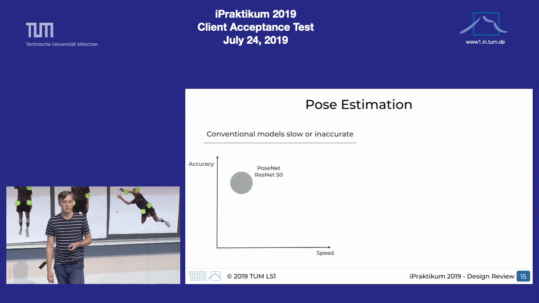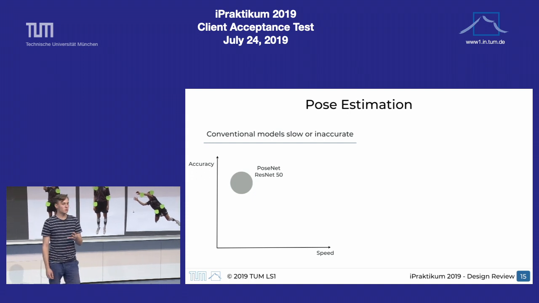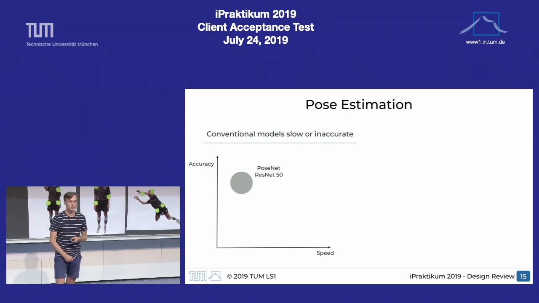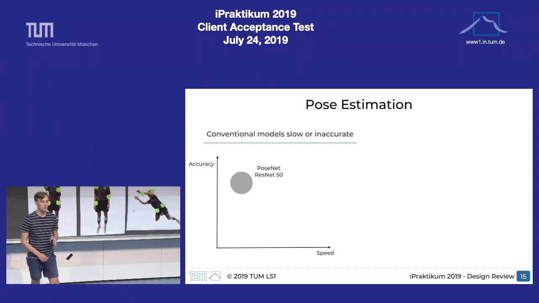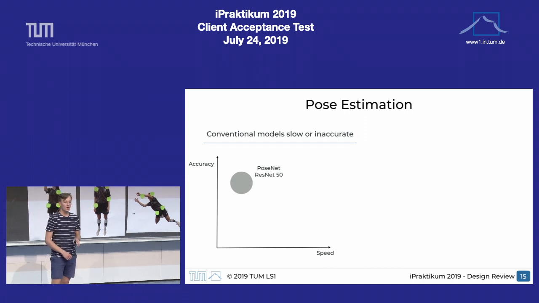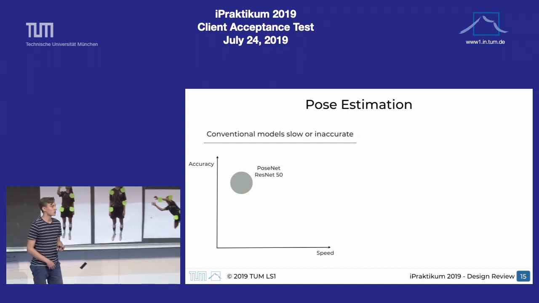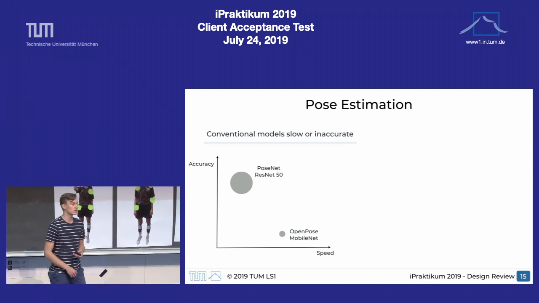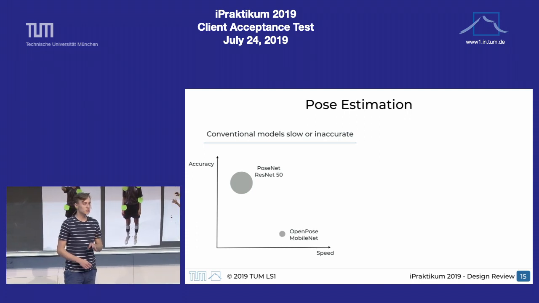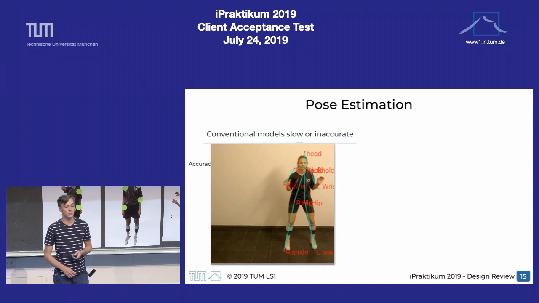So one model we tried was a ResNet, a PoseNet with a ResNet architecture. It's a very big architecture, so it's very slow, but it was very accurate and worked fine. But we needed to find a model that works on iOS. One model we found was a MobileNet. It was very quick, but also very inaccurate.